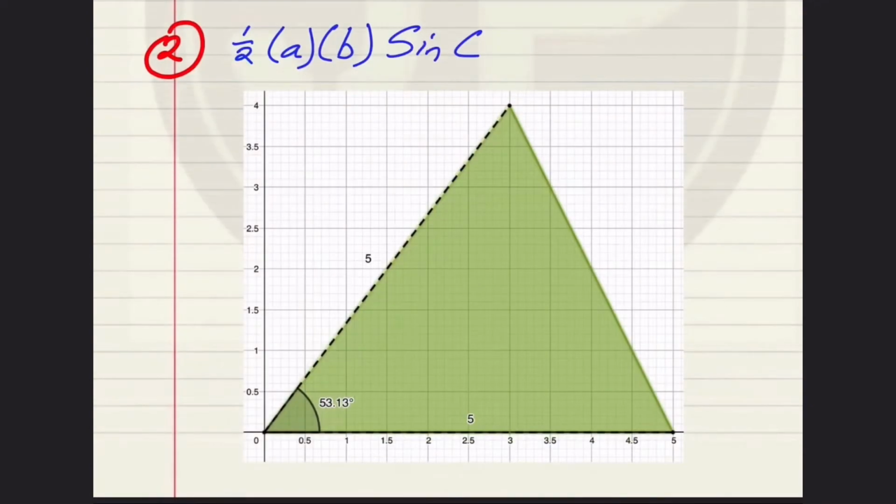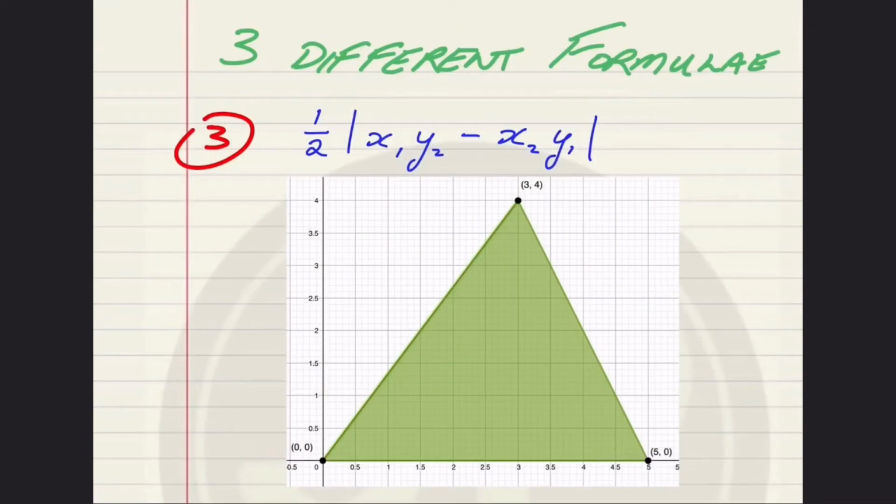The second formula is mainly used in trigonometry. So it is a half ab sine C. Now in this case, you need to have one side, another side, and the angle in between. That's what you need to find the area of a triangle in this formula. This is the third formula we're going to be using, and this is the one in particular that we're going to focus on in this video. So it is a half multiplied by x1 by y2, take away x2 multiplied by y1. And this works when you have the 3 points, or the 3 vertices, of a triangle.